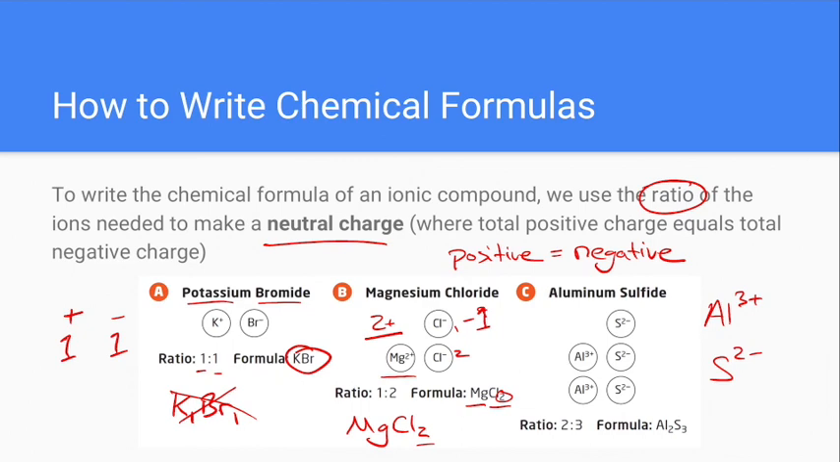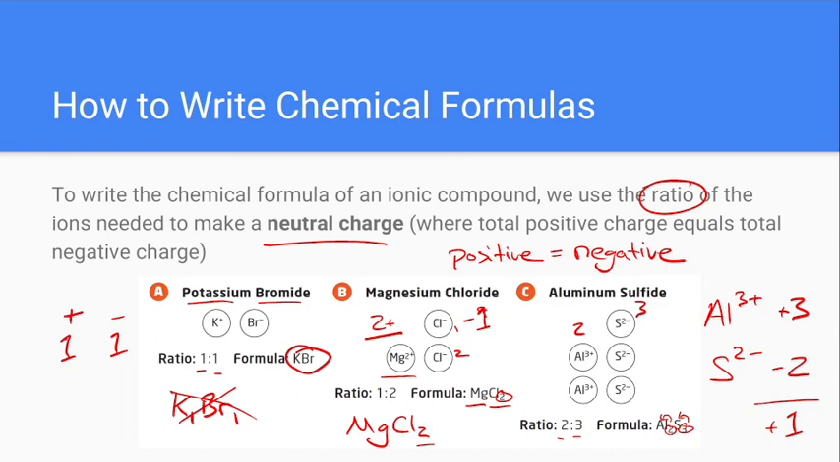But right now, we have +3 and -2, so the whole thing is +1 charged, and that's not going to work. It turns out that to get to neutral charge, you need 2 aluminums and 3 sulfides. So the ratio is 2 to 3, and we're going to indicate that here: aluminum 2, sulfur 3. This little subscript always refers back to the one before it.